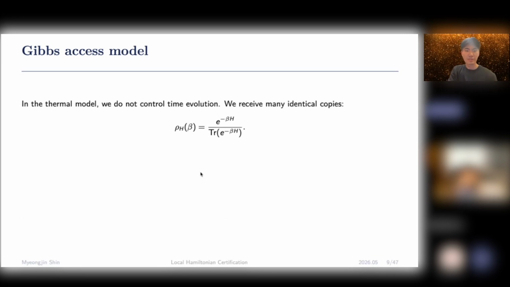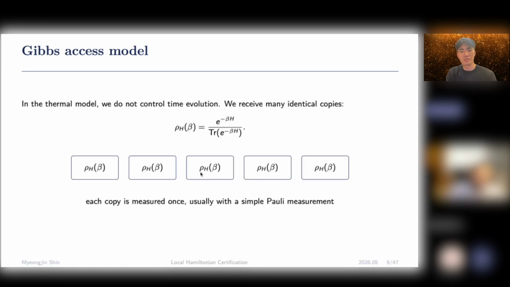And let's look at the Gibbs state model also. In this thermal model, as said, we are not going to control the time evolution, but we are going to receive many identical copies of the Gibbs state. So we can measure each copy once, and also in this work, we just use simple Pauli measurements. And here, beta is the inverse temperature of the system. So larger beta means lower temperature.